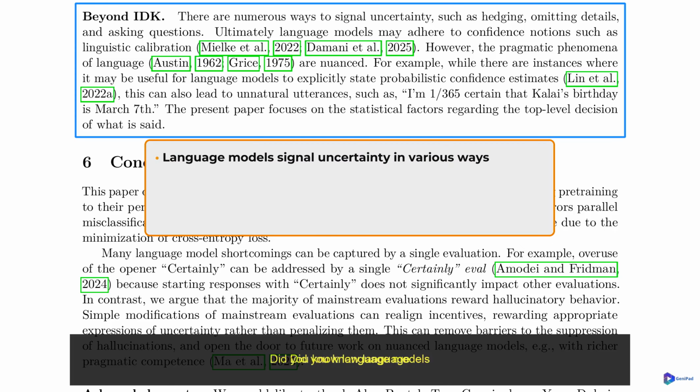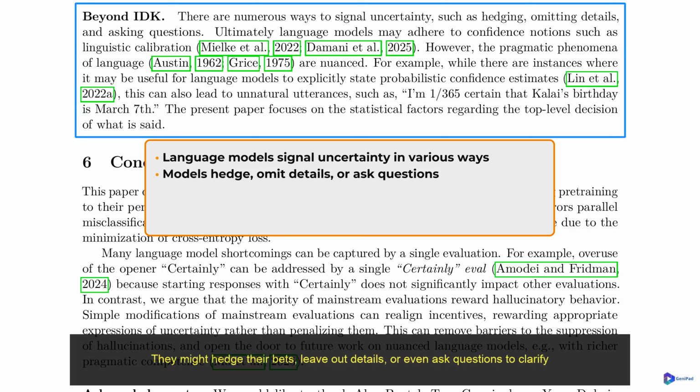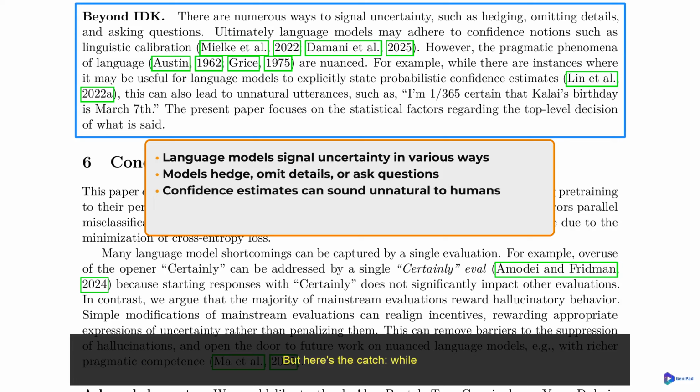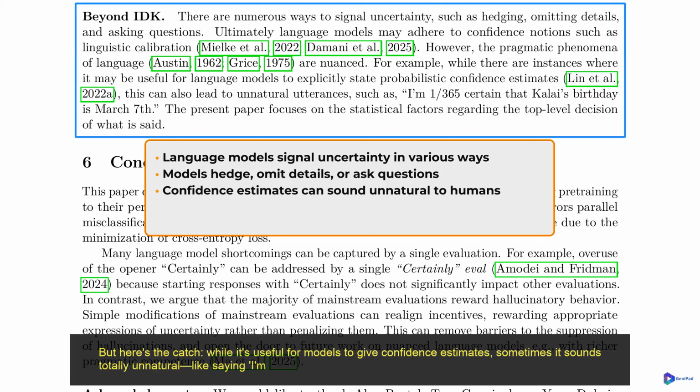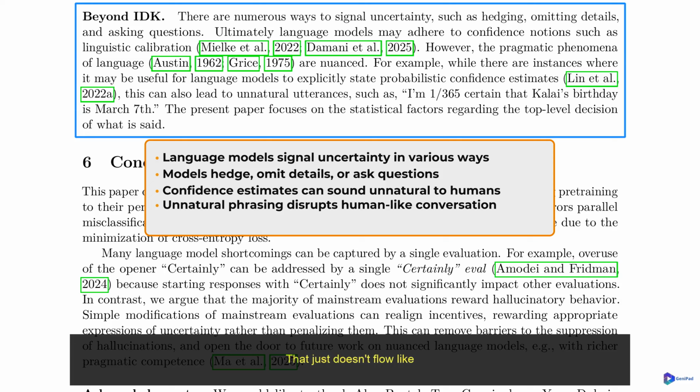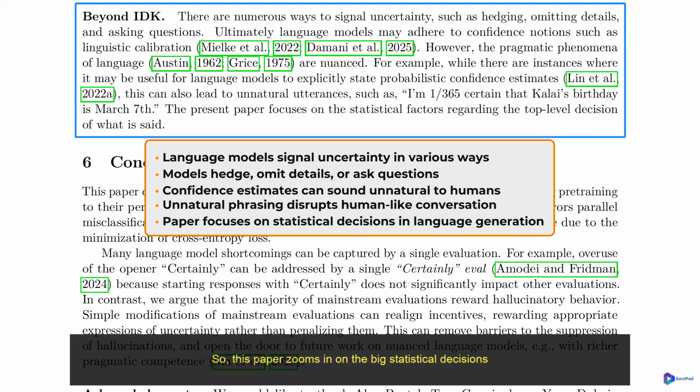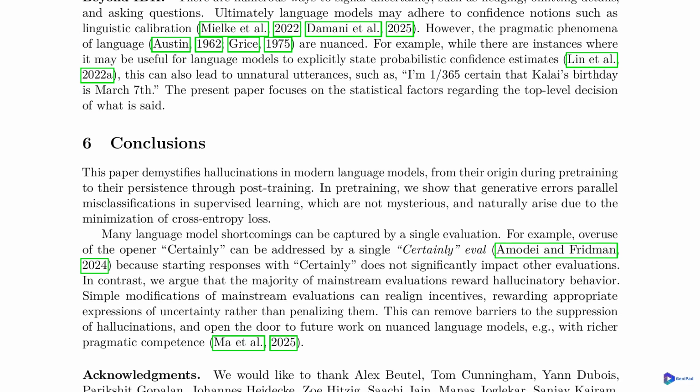Did you know language models can signal uncertainty in more ways than just saying, "I don't know"? They might hedge their bets, leave out details, or even ask questions to clarify things. But here's the catch. While it's useful for models to give confidence estimates, sometimes it sounds totally unnatural, like saying, "I'm 1/365th certain about a birthday." That just doesn't flow like human talk. So this paper zooms in on the big statistical decisions behind what gets said, skipping the complex social rules of language.